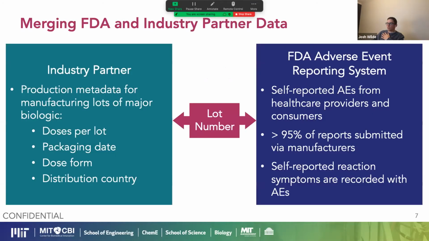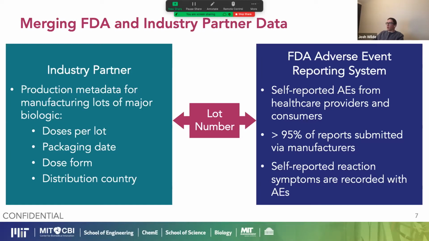Okay, so the first step here is defining a data set that we can use to try to answer this question. And then I'll get into the methods that we use to answer the question as well. And this is actually a bit of a challenge because the pharmaceutical industry is extremely rigid with their proprietary data.